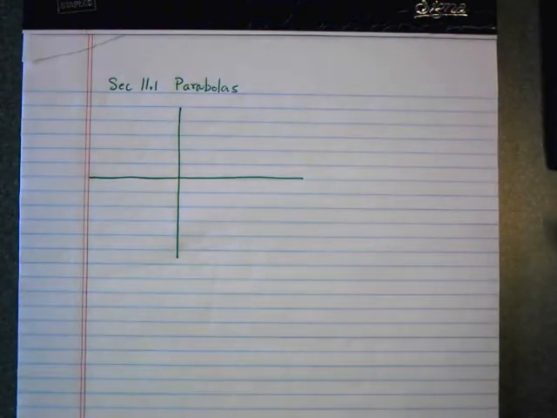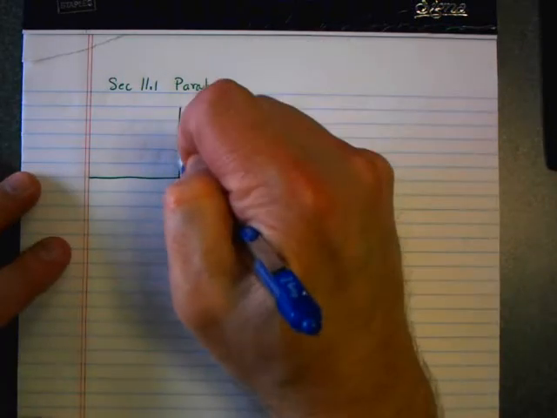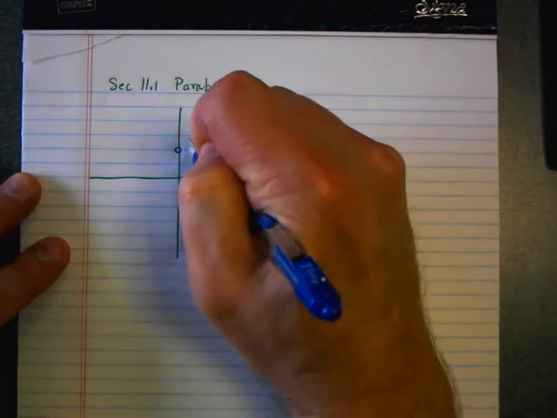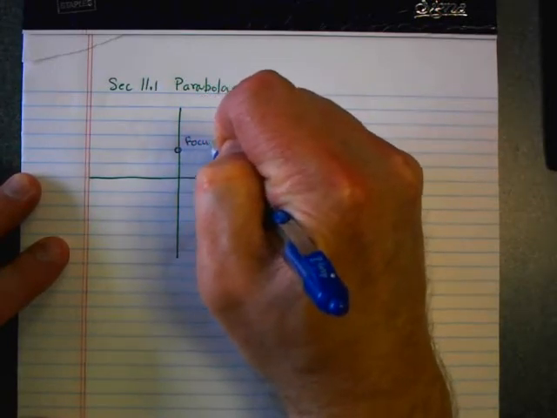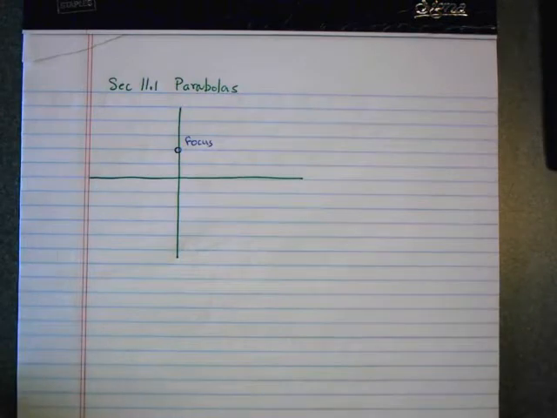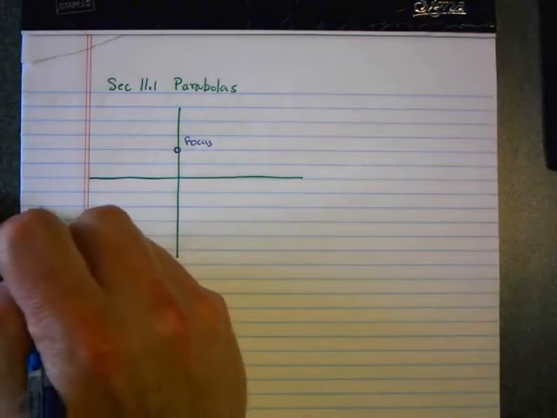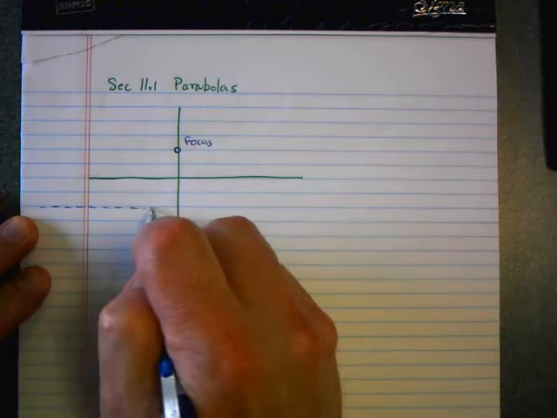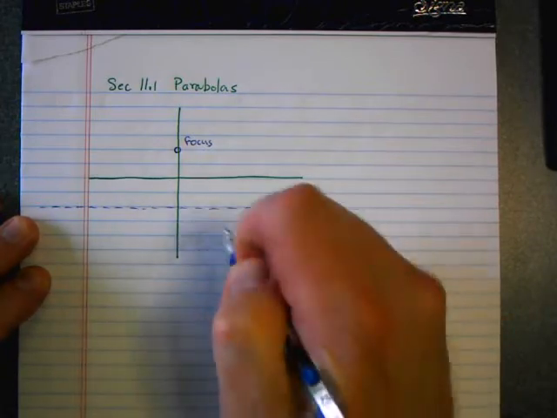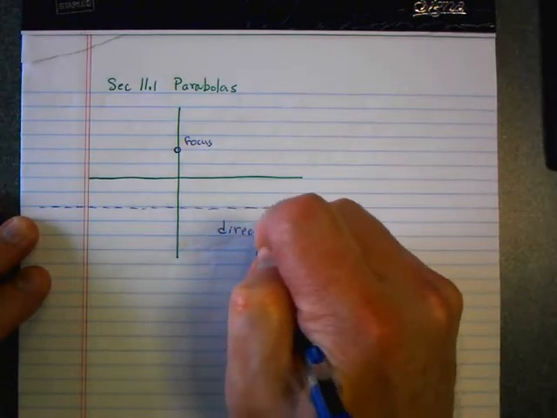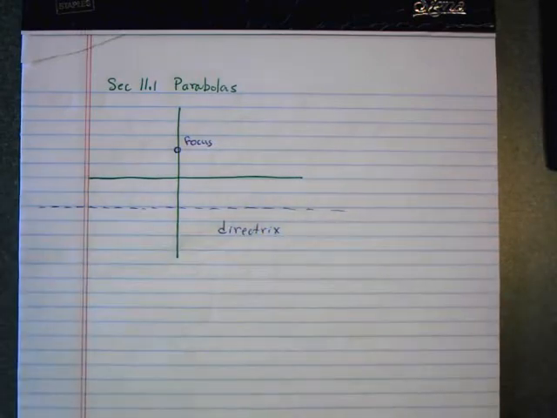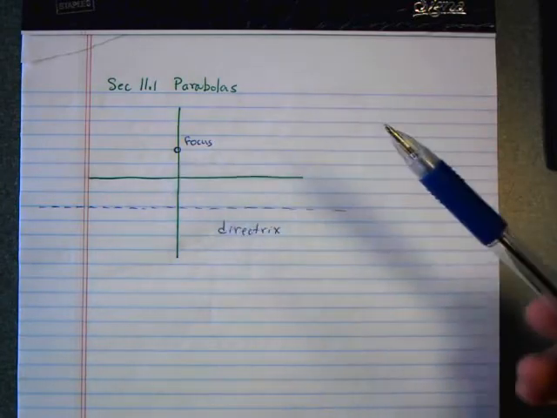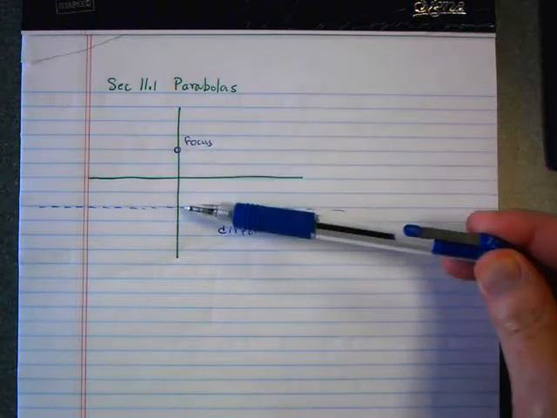All right, the classic Greek definition of a parabola. You have two things. You have a point here. This point is called the focus. And then you have a line, like so. And this line is called the directrix. The parabola is all the points on the graph that are the same distance from the focus to the directrix.